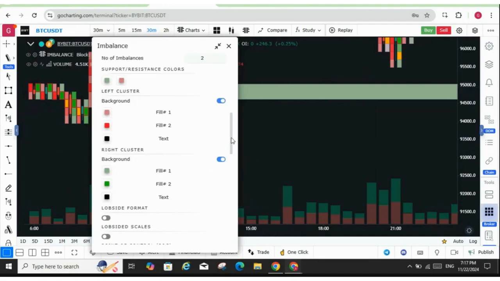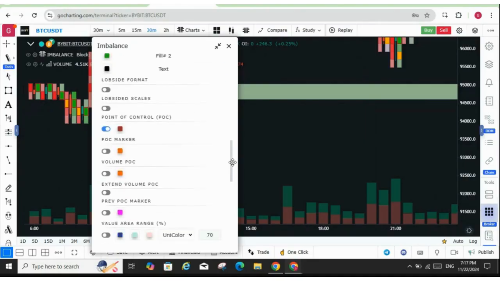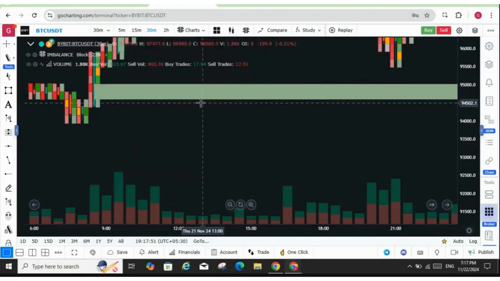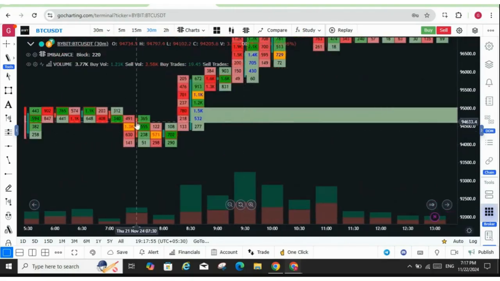Okay, then you can change the colors of left cluster and right cluster, and then also the text color. These are the different kinds of settings. What is lopsided format? So lopsided format is basically, if you switch on the lopsided format, it will highlight more the buy side or sell side, whichever is having more buyers or sellers. Say for example, in a candle, if there are more buyers, it will highlight more the buy side rather than the sell side.